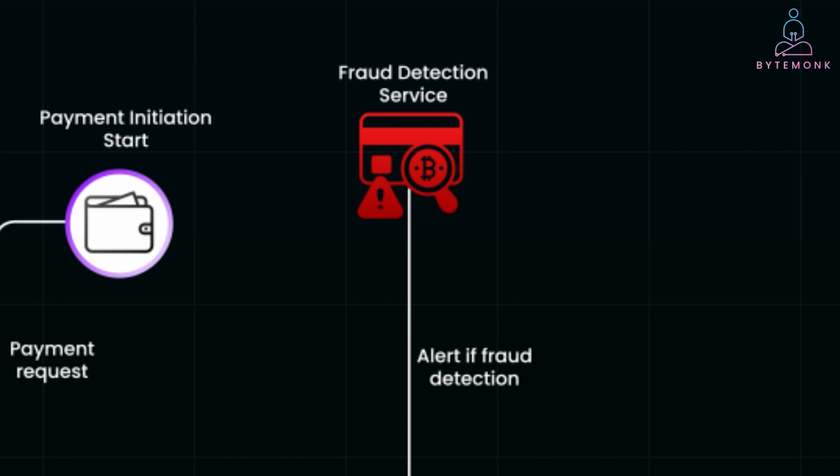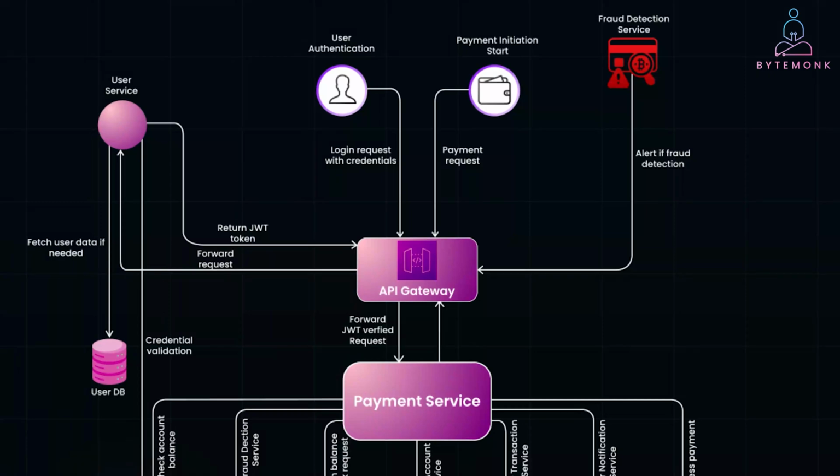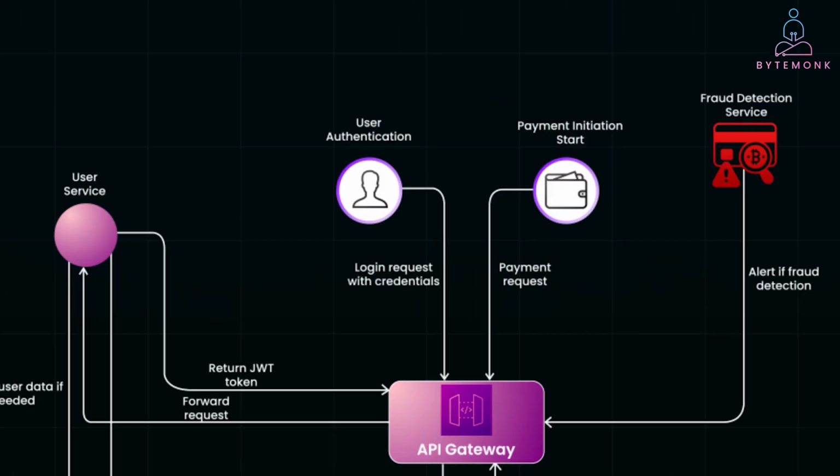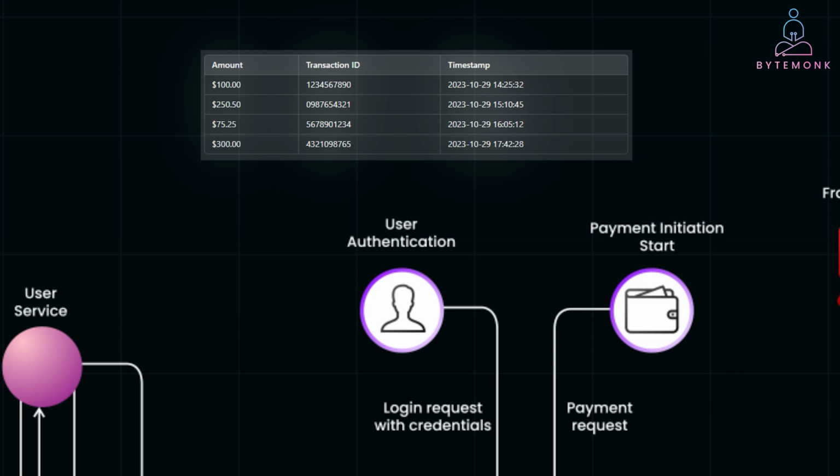input. The payment service then responds to the user via the API gateway once the transaction has been processed and recorded to the system. At this point, the client receives a confirmation along with the transaction receipt, for example, the amount, transaction ID, and timestamp.